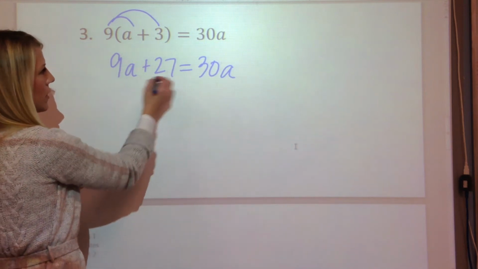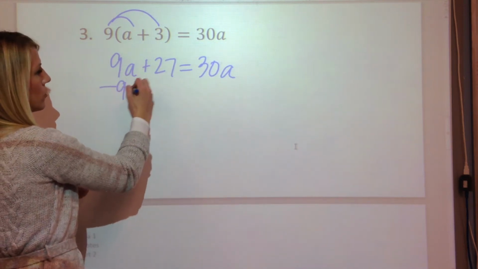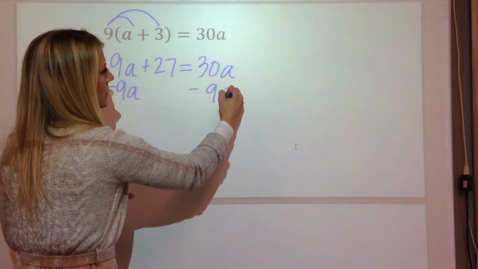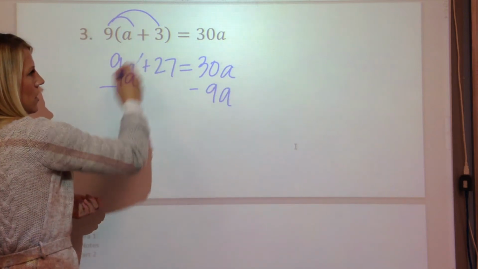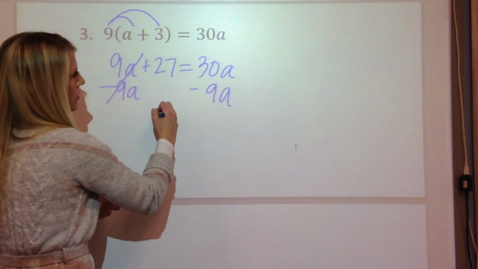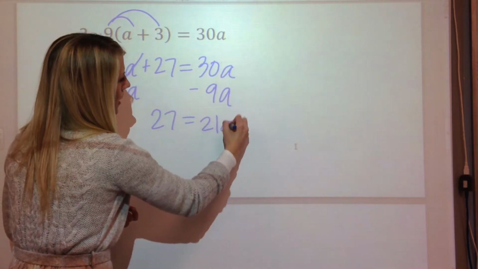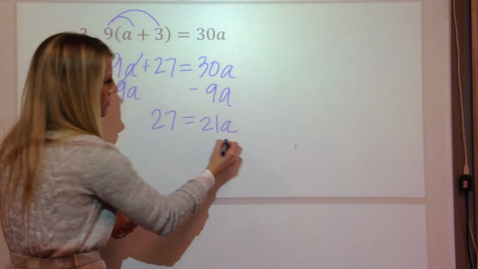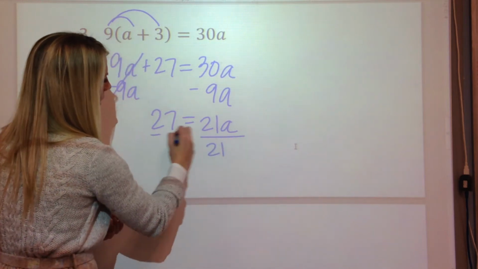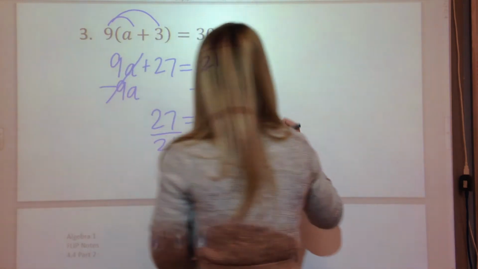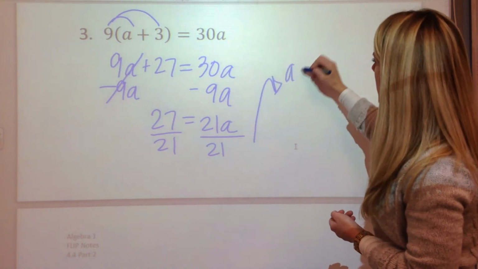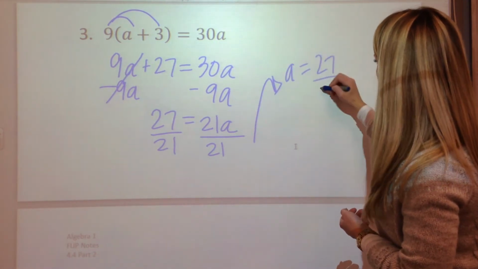So to get a to one side, because the constant is already by itself, or on one side, I'm going to subtract 9a from both sides. 9a minus 9a is 0. I am left with 27 equals 30 minus 9, 21a. So now how do I get a by itself? 21 times a, so I divide to undo that. So a equals 27 over 21.